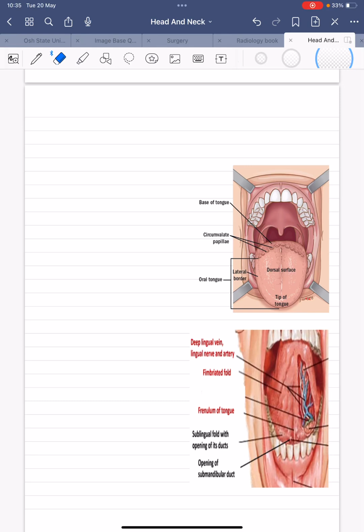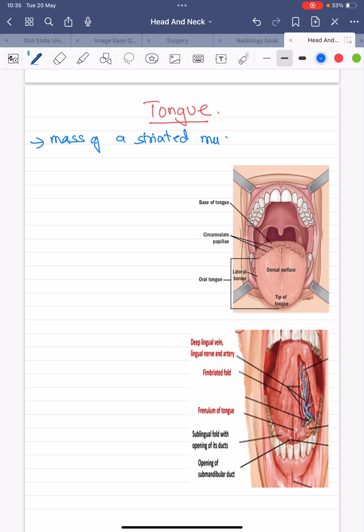Hello everyone, today we are going to discuss a very important topic of the head and neck region, that is the tongue. What are the important points in relation to the tongue we must remember? First, the tongue is a mass of striated muscle which is covered with the mucous membrane.